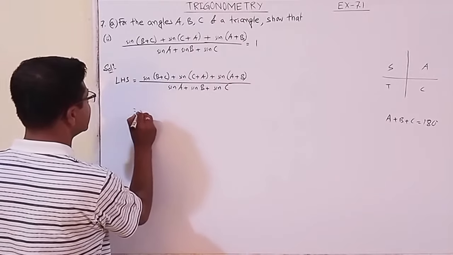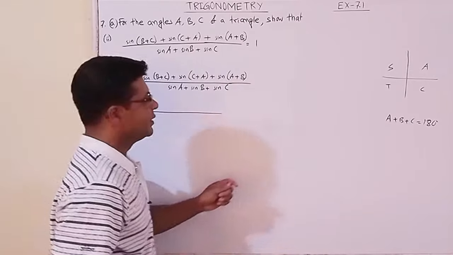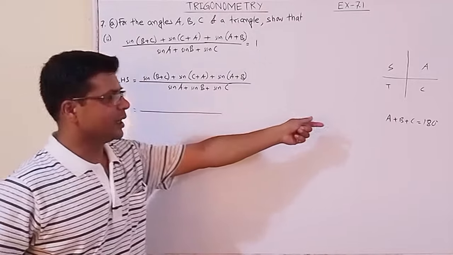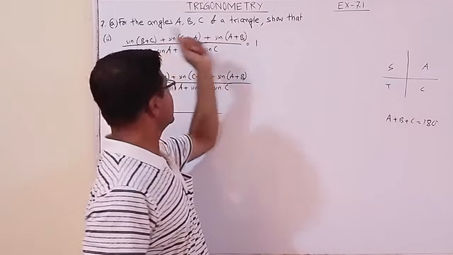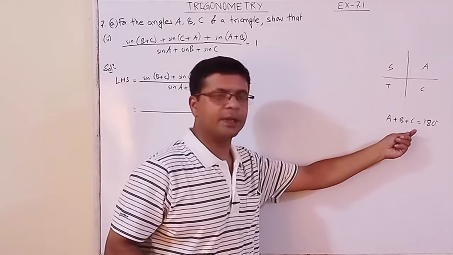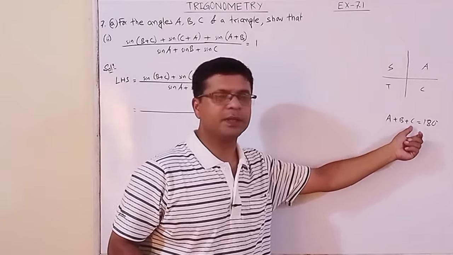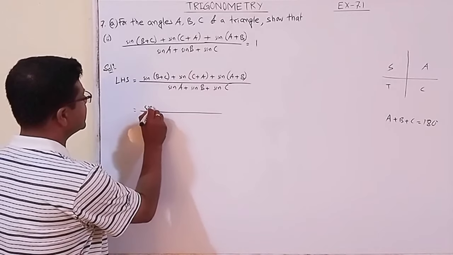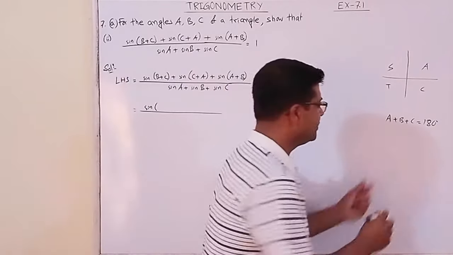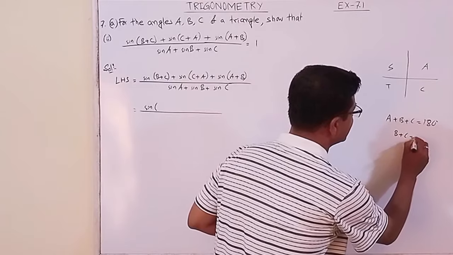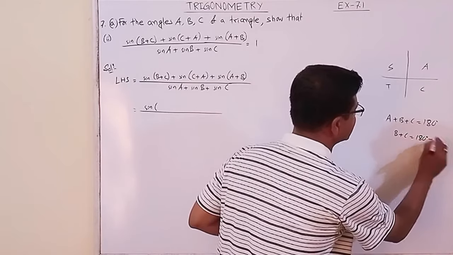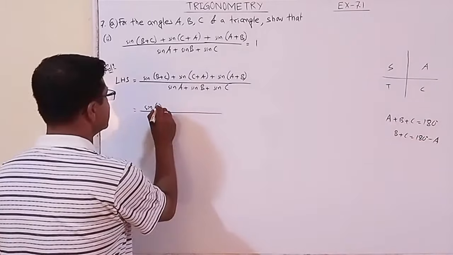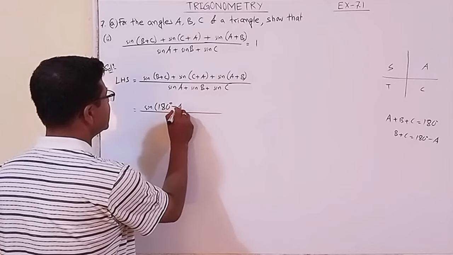Alright. Now here, we know that in the last question, number 1, we applied this concept. In a triangle, the sum of the three angles A plus B plus C is 180 degrees. So let us take the help of this again. What is B plus C? B plus C is 180 degrees minus A. This A we take on the other side, so 180 degrees minus A.